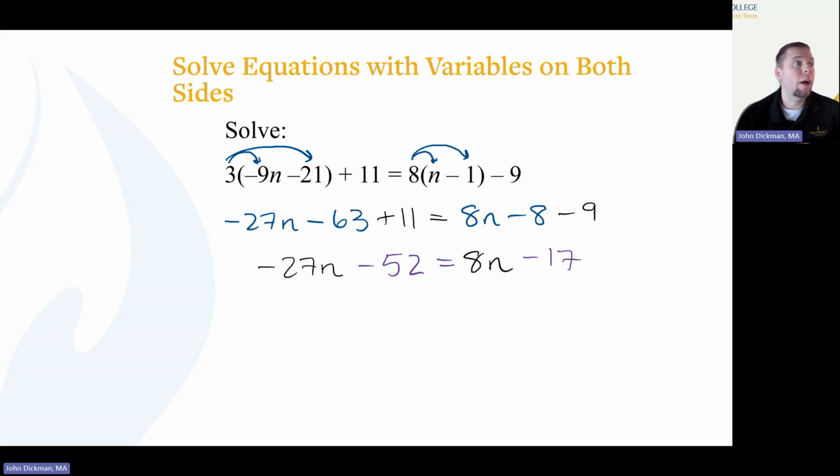So at this point, we are exactly where we were in the last problem when the last problem first started. So we have variables on both sides. We have constants on both sides. We can put the variables on the left side of the equation and the constants on the right side. But I'm actually going to opt to add 27n in this case, because if I subtract 8n, I'm going to have a negative coefficient in front of the variable. So there's no one way to do this. This is my choice. You make your choice. I'm making mine. I'm going to add 27n to both sides.